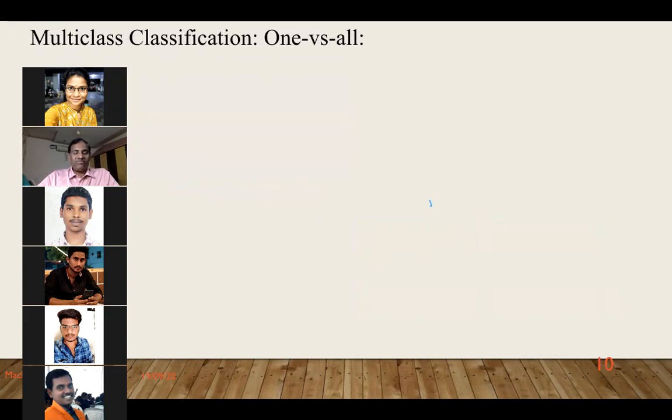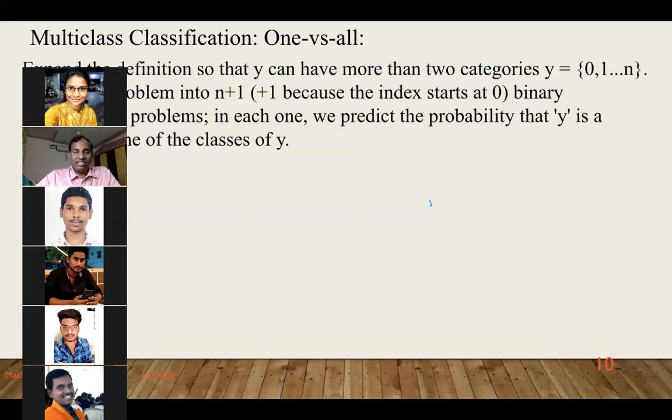So if there are only two classes, we can represent them with 0 and 1. If there are multiple classes, then what do we do? Then we call it one versus all. Expand the definition so that y can have more than two categories, y equal to 0, 1, to n. Divide the problem into n plus 1 binary classification problems, because the index starts at 0. In each one, we predict the probability that y is a member of one of the classes of y.